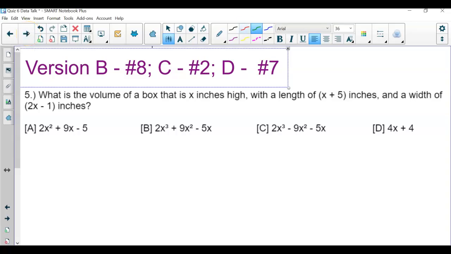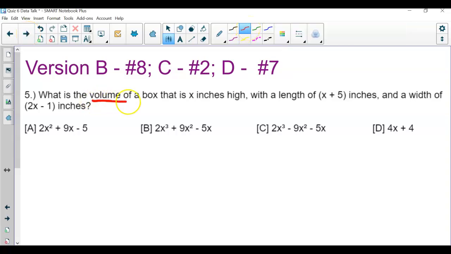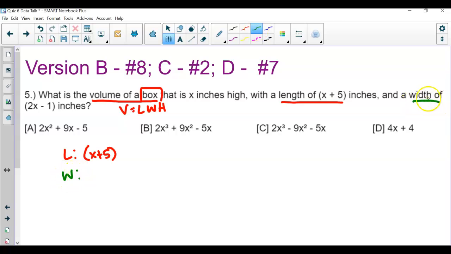Question number 5. We are focusing on the volume of a box, the volume of a rectangular prism, which is length times width times height. So I need 3 dimensions, right? I've got my length, which is x plus 5. I need width, which is 2x minus 1. And I need height as well, which is x. So remember, guys, here you had to multiply 3 dimensions.